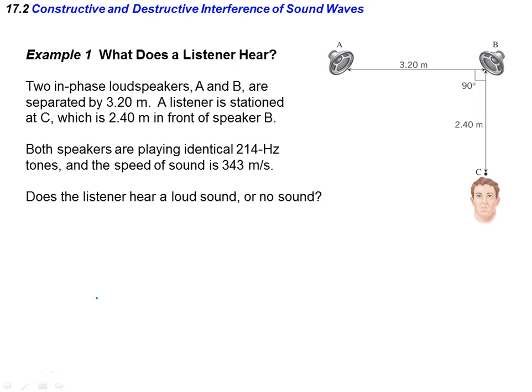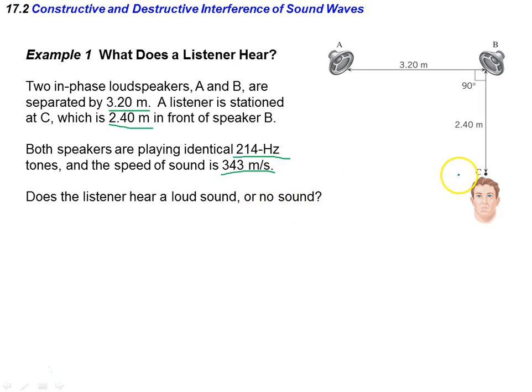So let's look at an example here. We have two in-phase loudspeakers. We're going to call them A and B, and they're separated by a distance of 3.2 meters, and a listener is stationed at point C, which is 2.4 meters in front of speaker B. Both speakers are playing identical 214 hertz tones, and the speed of sound is 343 in these conditions. So we're around room temperature, regular humidity, all that. So does the listener hear a sound or no sound?